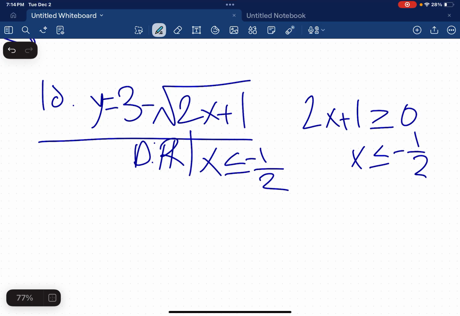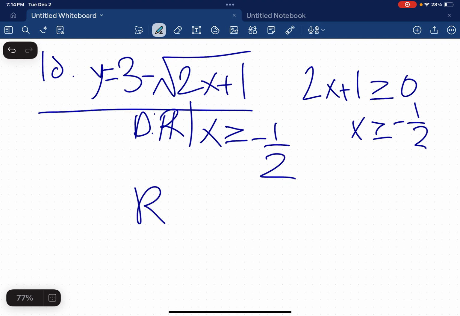Did I write this wrong? No. Oh, yeah, I did. Shoot. Yeah, my mistake. It's when you divide x by a negative, not just minus. Okay. X is going to be greater than or equal to negative 1/2.